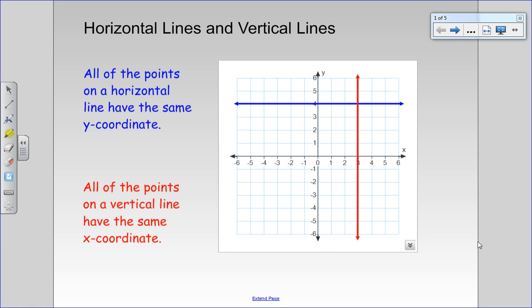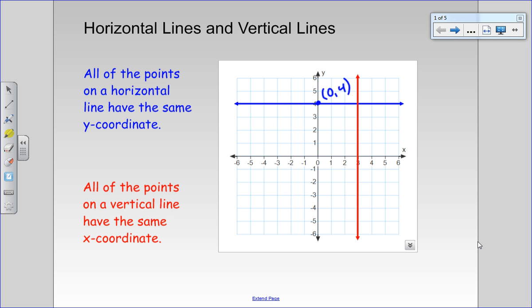On the coordinate plane, a horizontal line runs parallel to the x-axis. The blue line shown on the graph is an example of a horizontal line. If we examine the points of this line more closely, we notice that they all share the same y-coordinate. For example, this line intersects the y-axis at the point (0, 4).